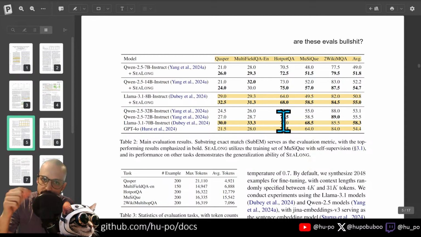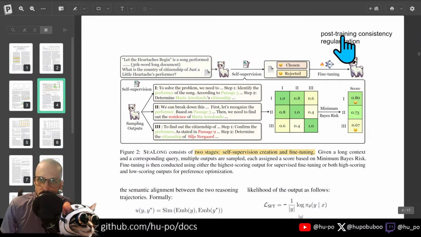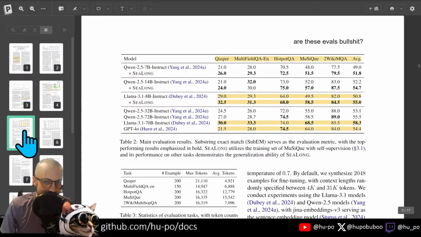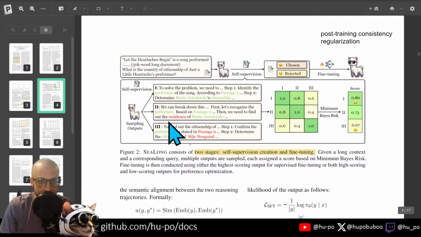So doing this kind of weird self-consistency, what did I call it? Post-training consistency regularization. That's some fancy name I came up with to describe what this is basically doing. The model is getting smarter by itself, right? That's the important thing to see here, that by fine-tuning the model on the outputs of itself, you can get a model that is smarter than the original model. And there's some people that just don't believe in that at all, right? There's people who refuse to believe that this is even possible, right?